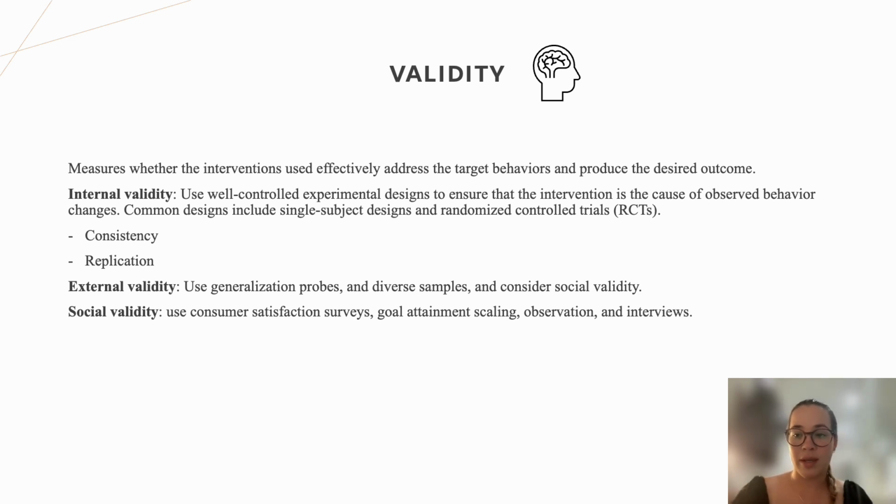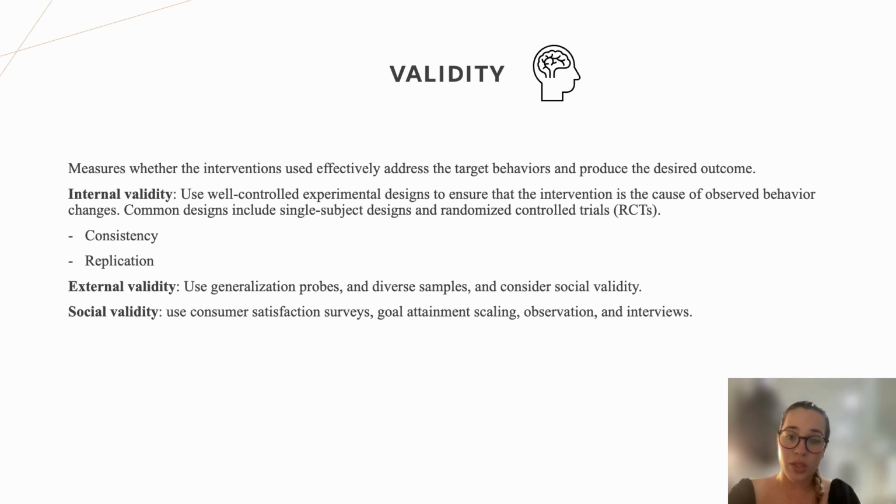We want to make sure that the interventions across different settings, individuals, and times demonstrate reliability, and that way we can rule out external influences. And then for external validity, which refers to the generalization of the findings to other settings, populations, and times, we want to use generalization probes. We want to conduct assessments in different settings and with different people to determine if the behavior change persists outside of the original context. We also want to complete diverse samples. We want to use diverse participant samples to ensure that findings are applicable to a broader population.